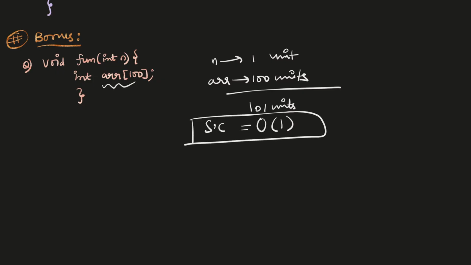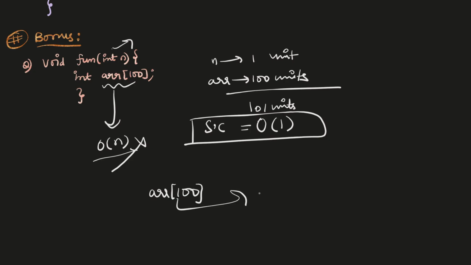But many of them would get confused over here, and they would write, since it is of size n, you would directly write it as order of n. But it doesn't happen like this. The reason being, array 100 is a fixed size array. It is fixed. It is having just 100 units. It is also some constant. So that's the reason the space complexity would be order of 1.